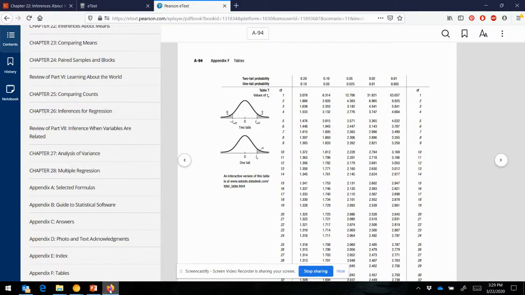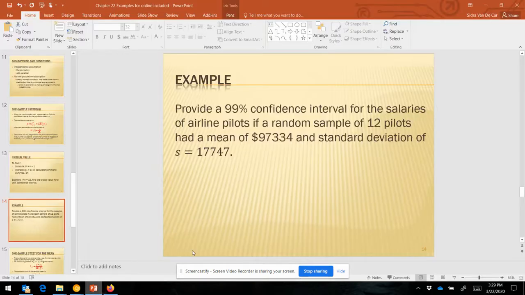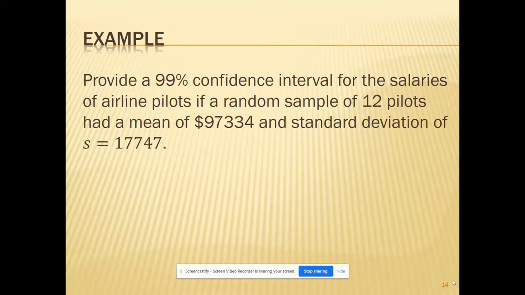Let's go look that up on the chart. 0.01 two-tailed. Our degrees of freedom is 11, the 12 pilots minus 1, so 3.106. So 3.106 is our critical T.